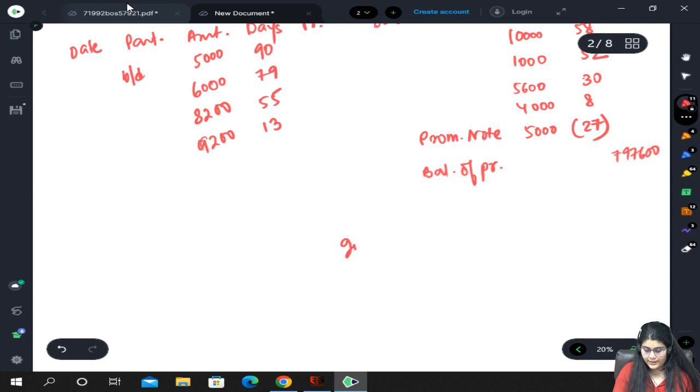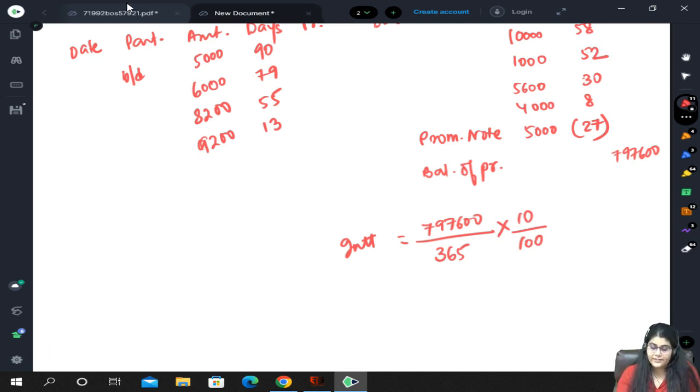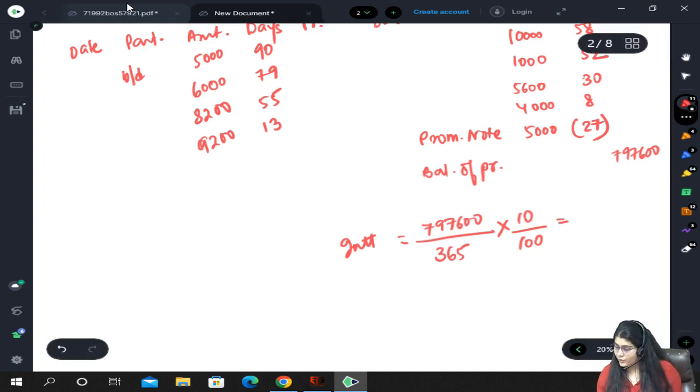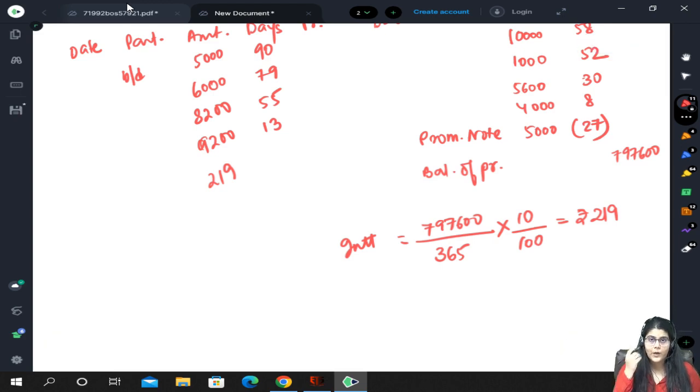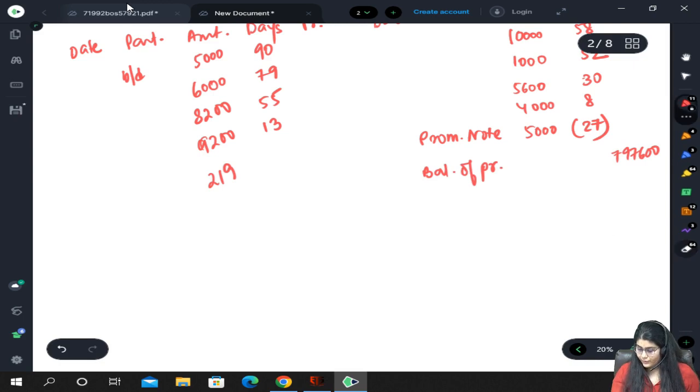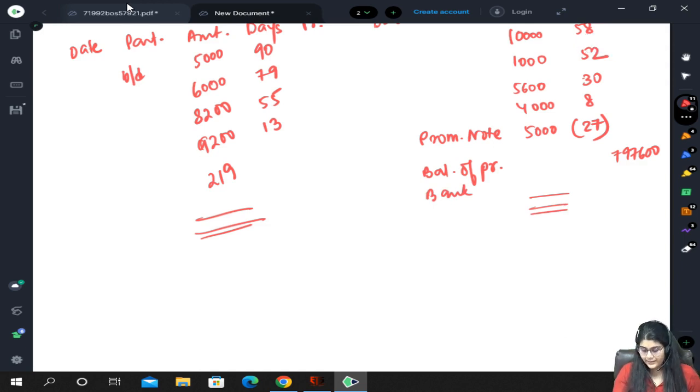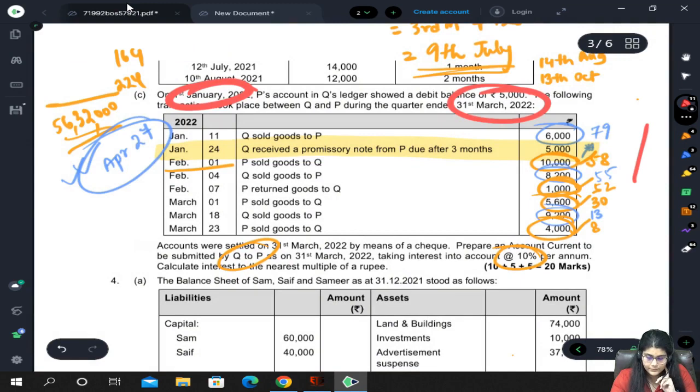So now the next step is to calculate the interest. How do we calculate the interest? The balance of product as on the date of payment divided by total number of days, and the rate of interest was given as 10%. So 10% for 797,600 days out of 365. This one is coming to approximately rupees 219. So this one will be 219, and of course 0 days because it's coming along with the payment. So to finally close this, we have to total up the amount columns, and the balance will be the payment received or the payment made, 3019. Okay.